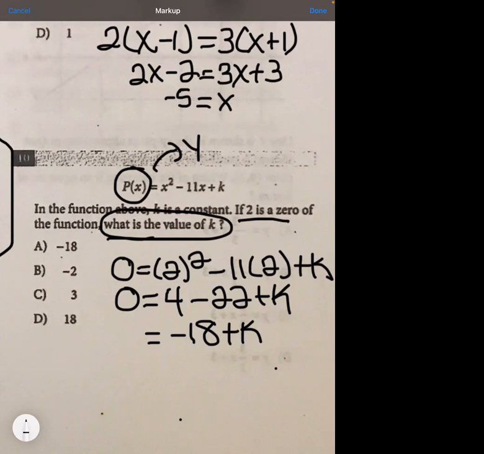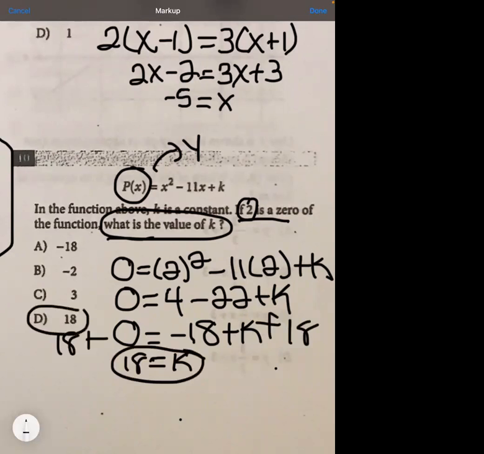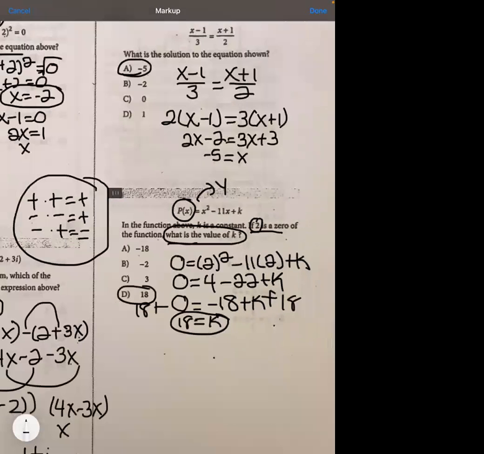Since some of you didn't hear me, when it tells you a number is a 0 of a function, it's basically telling you that if you plug in that number into x, the value of y, in this case p of x, is 0. So all I did here was set p of x to 0 and plug in 2 as x. In order to solve for k, you just add 18 to both sides, and we find out that k is 18. So that is answer choice D.